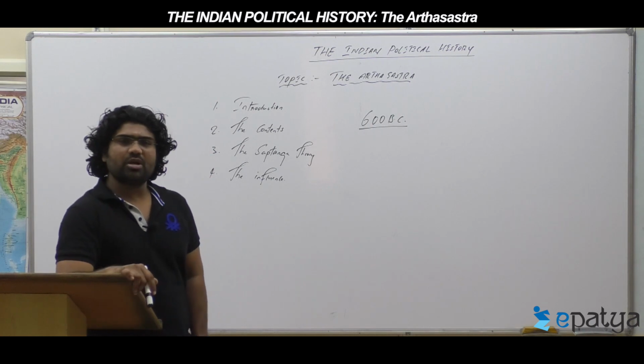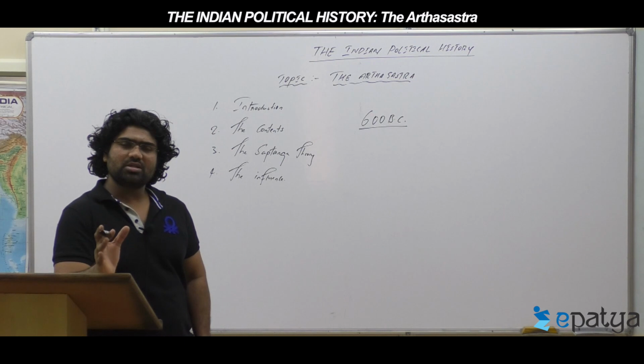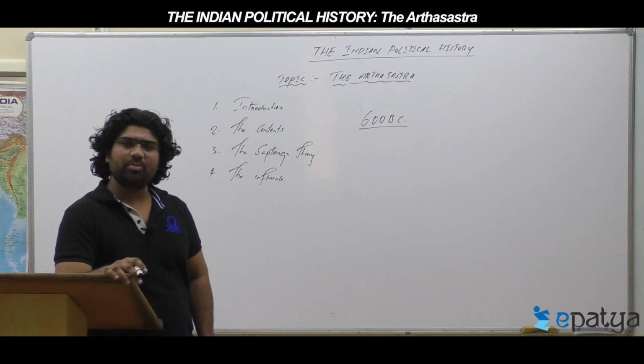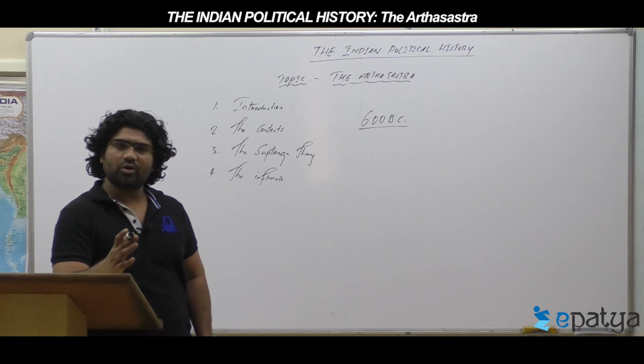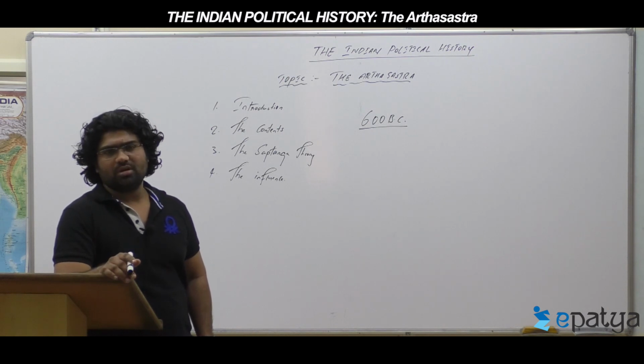The question comes to our mind, why is Indian history only understood from 600 BC? What happened prior to that period? If you understand the evolution of Indian history, its chronological order, we will speak about the Indus Valley civilization, and then the Vedic period, and then the later Vedic period, and then we speak about Mahajanapadas.